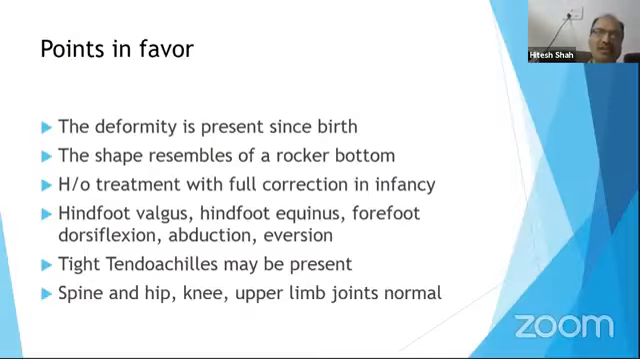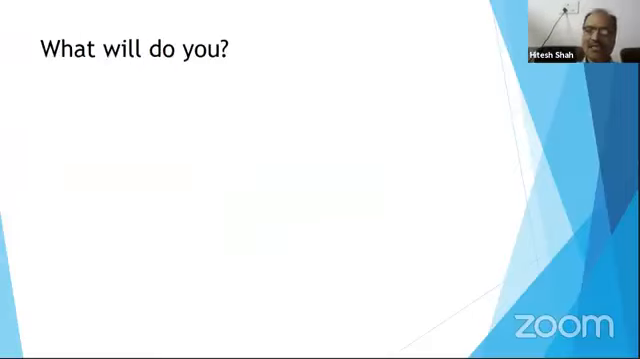If there is a contracture of multiple systems, you can say multiple congenital contracture. If the spine is abnormal, you can say underlying spinal dysraphism, which includes spina bifida also. If a swelling is present, you can say a case of spina bifida. If swelling is not present, you can say spinal dysraphism. Okay, what will you do?